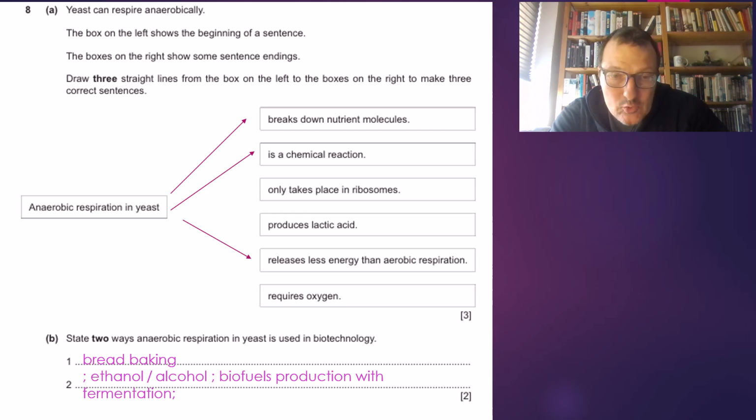And then we have to state 2 ways anaerobic respiration in yeast is used in biotechnology. And one of them is simply in baking bread, and one is in fermentation, which causes us to produce ethanol or alcohol, either for consumption or to use in biofuels, and that's a process of fermentation.